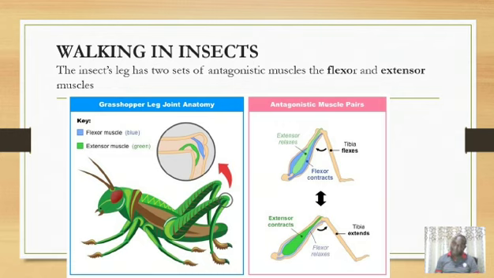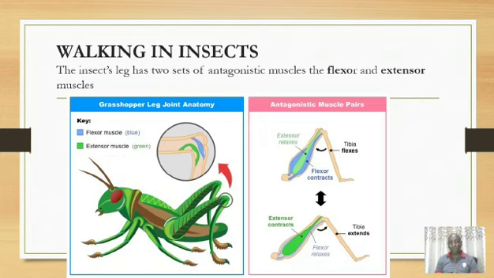On the other hand, when the extensor, that is now the lower image, contracts, what happens to the flexor? They relax. What follows? The leg extends, thereby extending or straightening the leg.